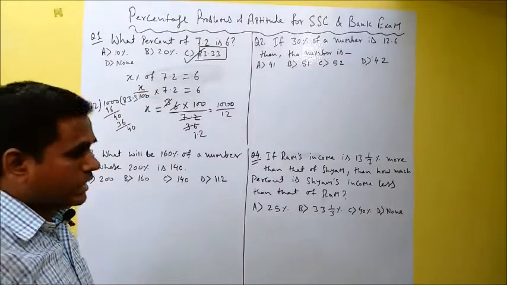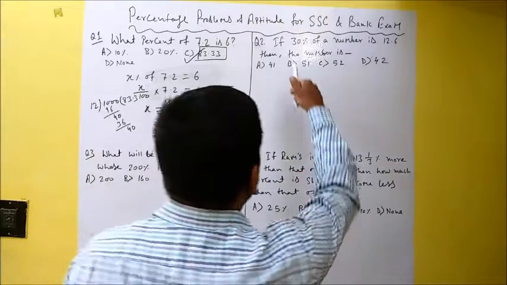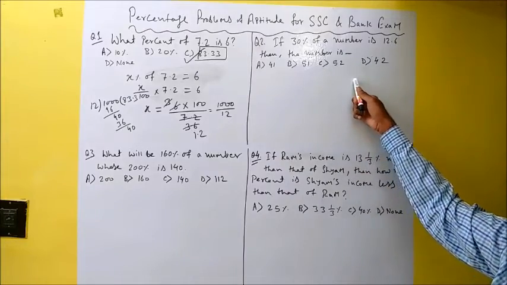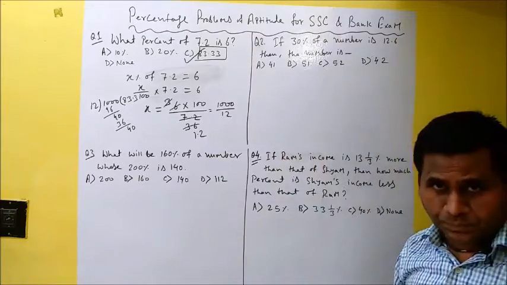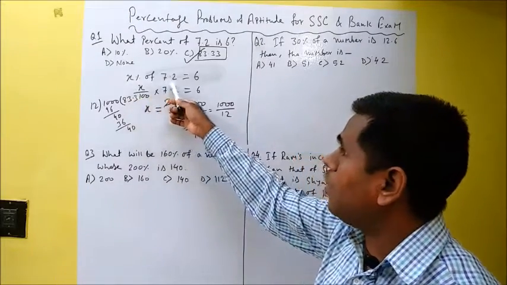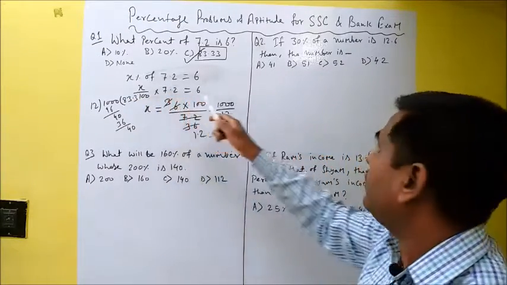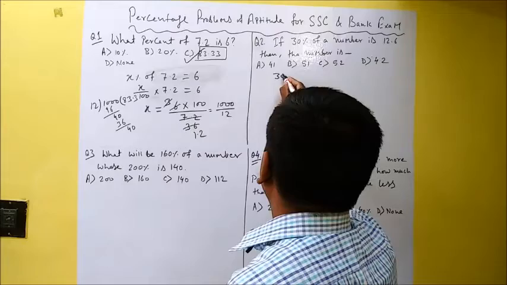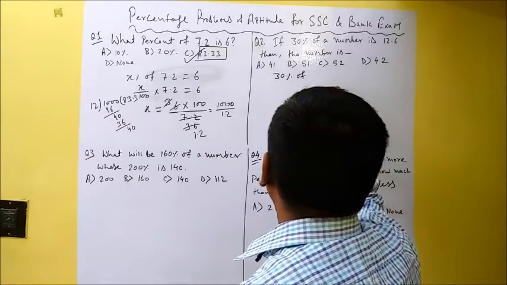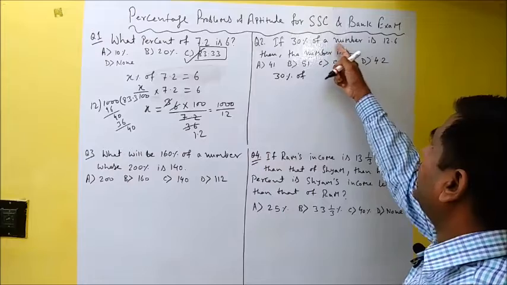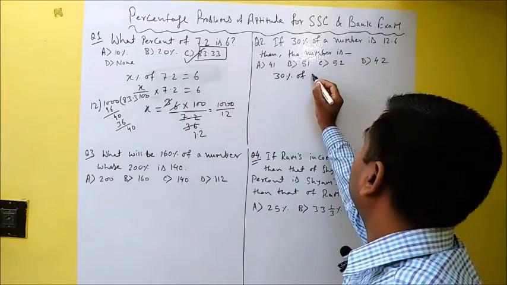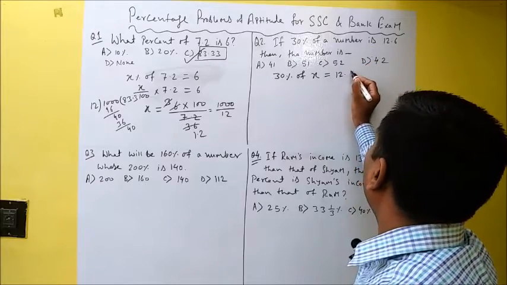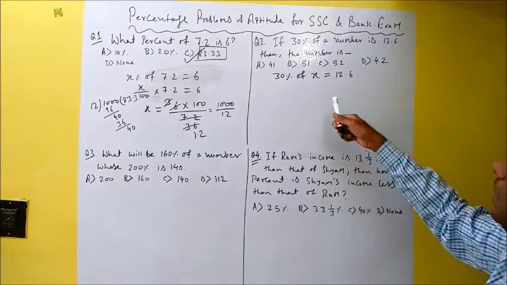Now let us move on to the second question. The second question says, if 30% of a number is 12.6, then the number is. Please remember the same statement here: x percent of any number is another number. So 30% of a number. 30% of which number? A number, right? That means the number is unknown. 30% of x is equal to 12.6. 12.6 is given.